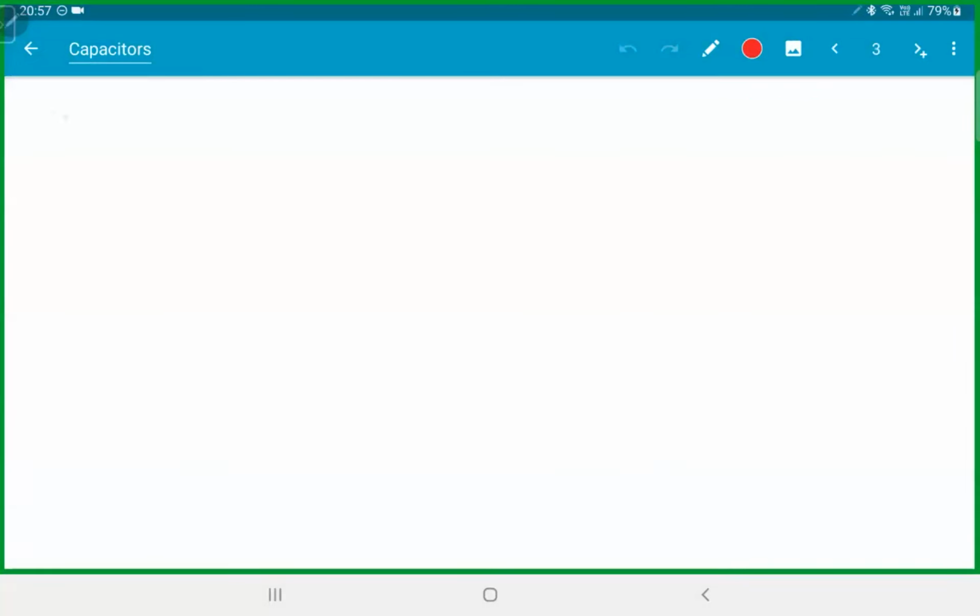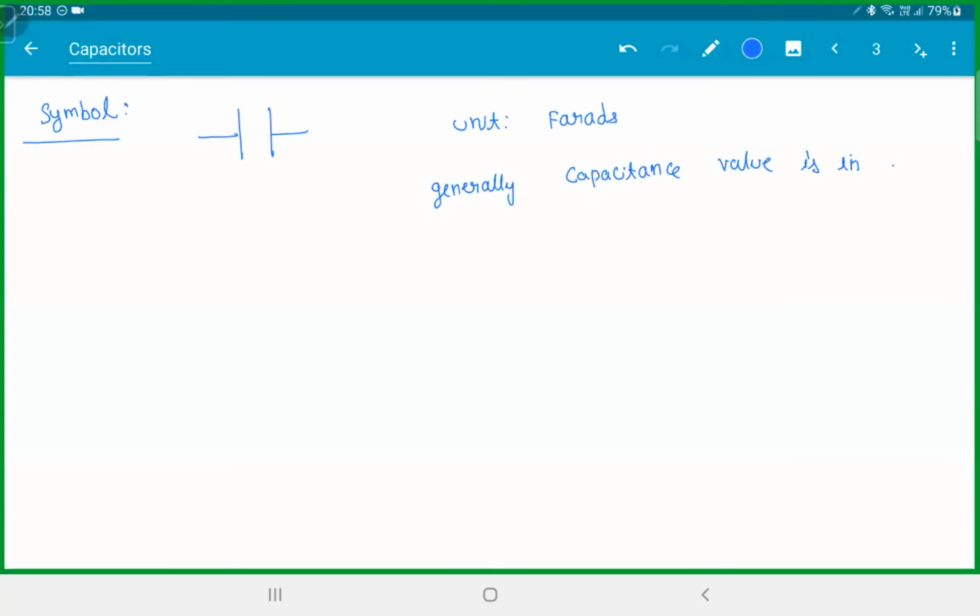Now, the symbol for capacitance is two parallel plates, like these two parallel lines. The units are farads. Generally, a farad is a pretty large unit. Generally, capacitance value is in the range of microfarads, that is 10 power minus 6 farad. Clear? Now, before going ahead, there is one important element which we'll keep using everywhere, an ideal battery.